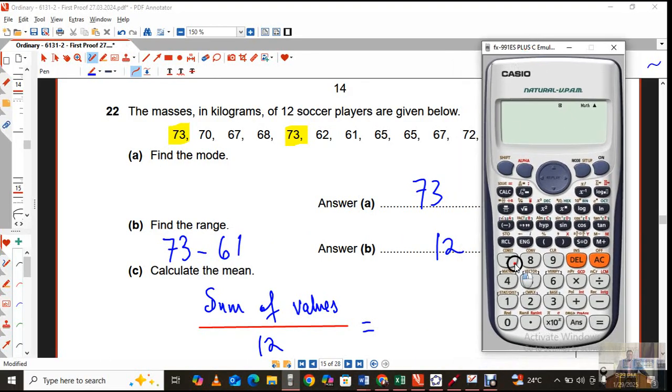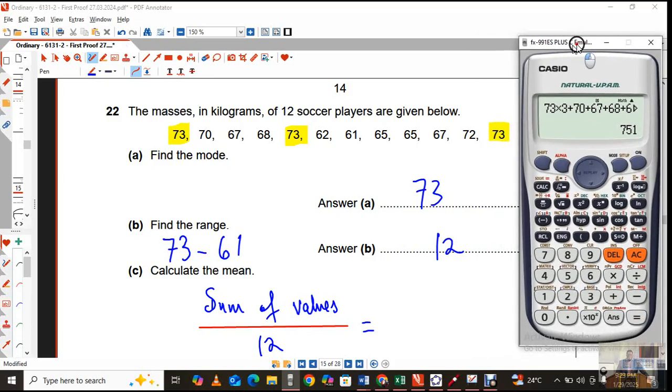You just go ahead. Okay, 73. Since there were 3 of them, I'll just say 73 times 3 plus. Then I have 70. Then I have 67. Then I have 68. Then I have 62. Then I have 61 plus 65 plus 67 plus 72. Hit enter. I think I left out 1. 1, 2, 3. So I have 70, 67, 68, 62 is missing. Well, let's start over. No problem.